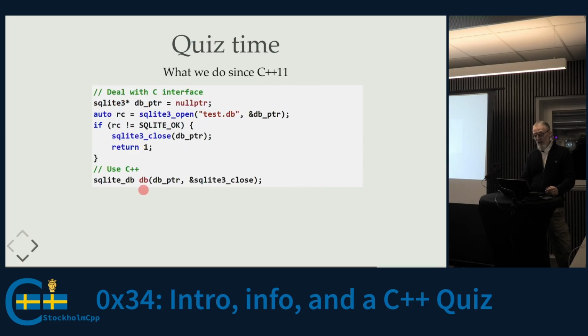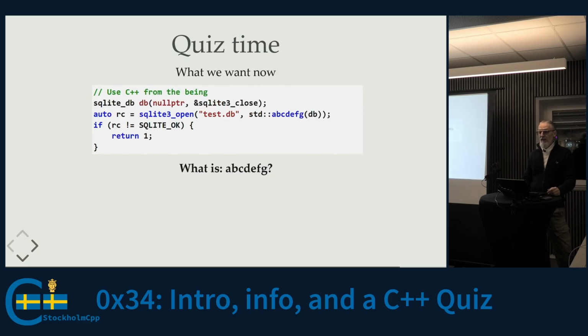So first we deal with the C interface stuff, and we need to call SQLite close even if the open fails, because maybe it does something. And then we can put it into the smart pointer, and here we have the nice coding. But what we actually want is this, C++ from the beginning. And we can actually do this if you know what A, B, C, D, E, F, G stands for. And so now my question is, what does it stand for?